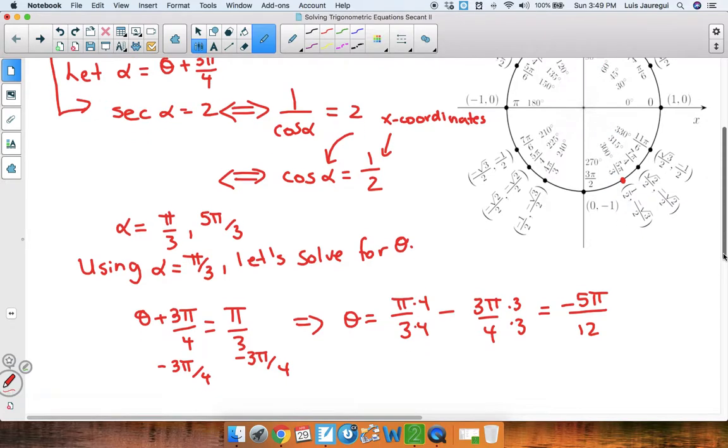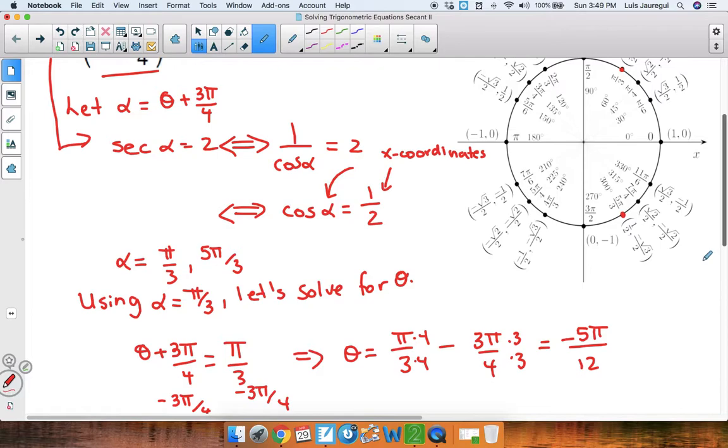So what we're going to do is to add the period of the original function here. So recall that the period of secant is 2 pi. So we take the 2 pi and we're going to divide that by the absolute value of the coefficient of theta. And the coefficient of theta here is 1. So we take the absolute value of 1, which is 1. So you have that the period is 2 pi divided by 1, which is 2 pi.